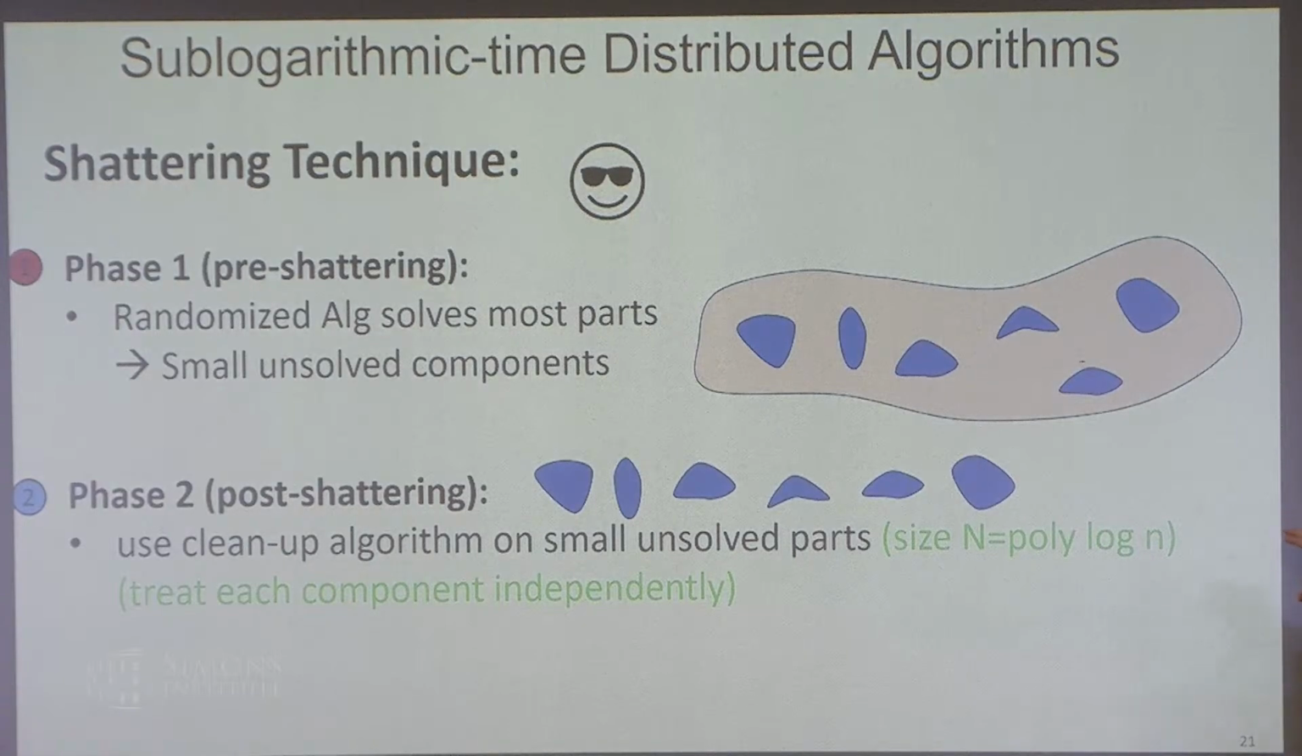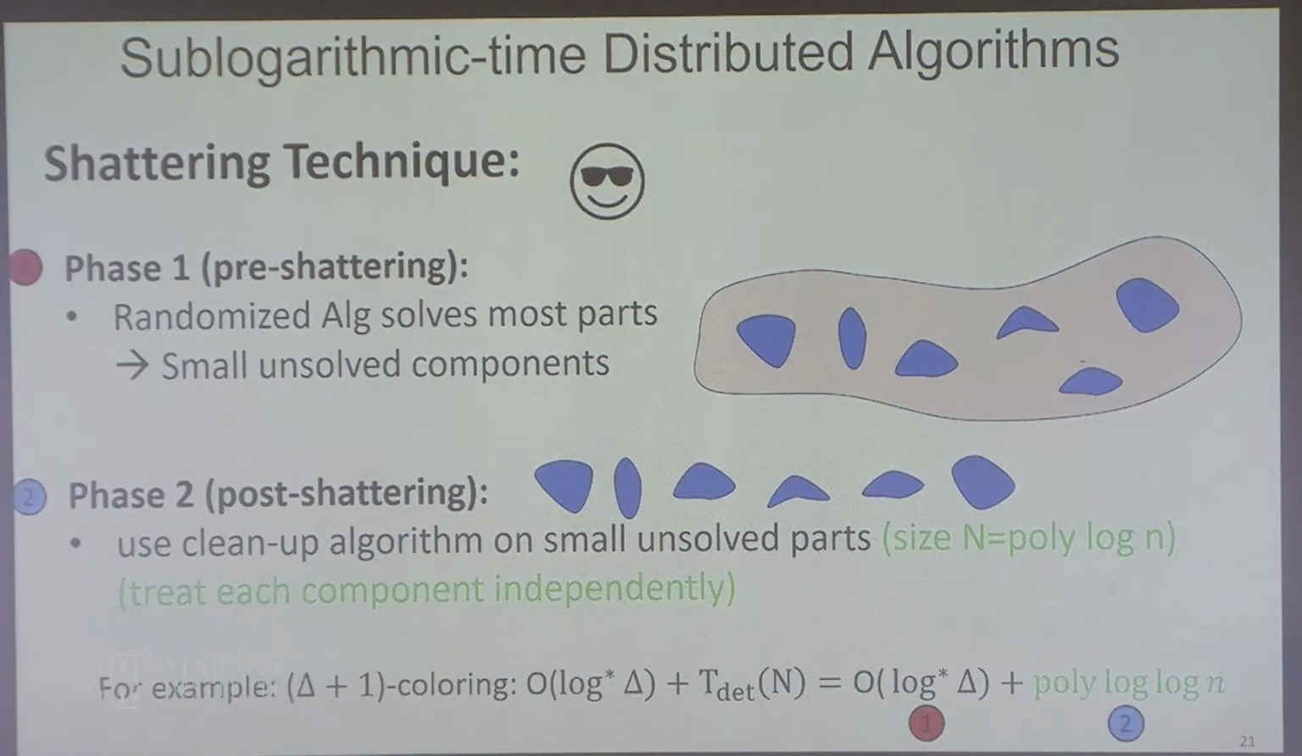And why this algorithm is fast is that these components are small, so in a deterministic runtime, for example, you can replace the n with an n that is exponentially smaller, giving you a faster algorithm. So for example, for the state-of-the-art delta plus 1 coloring, we have this runtime, which has these two terms. One is this pre-shattering phase, log star time, and this other one is from the cleanup phase.